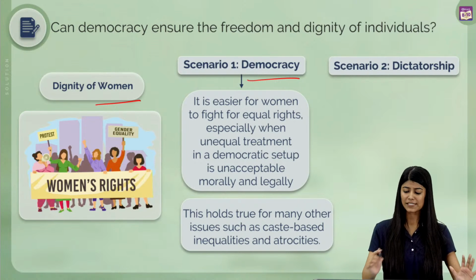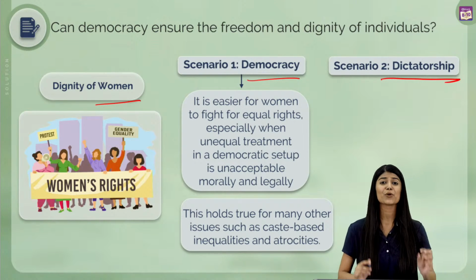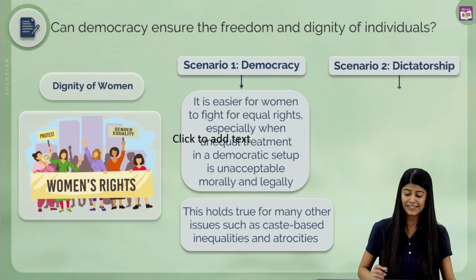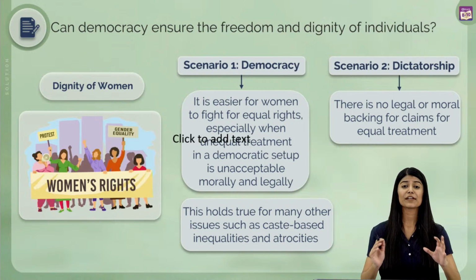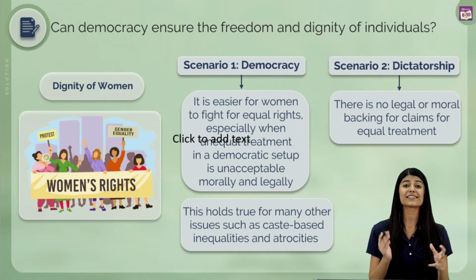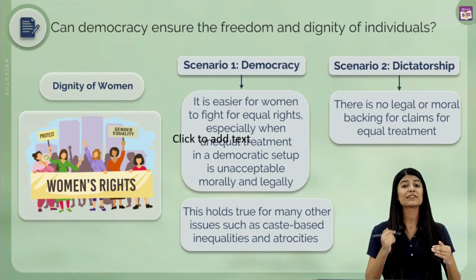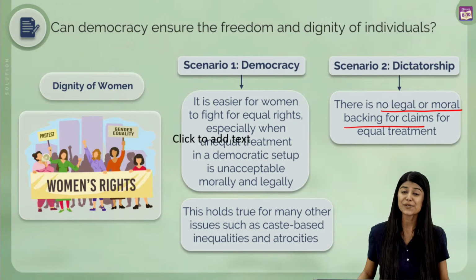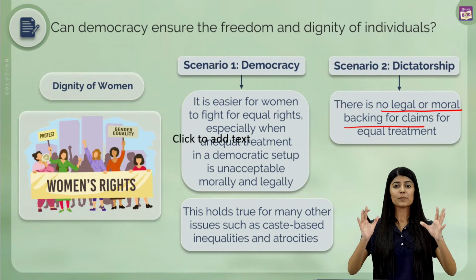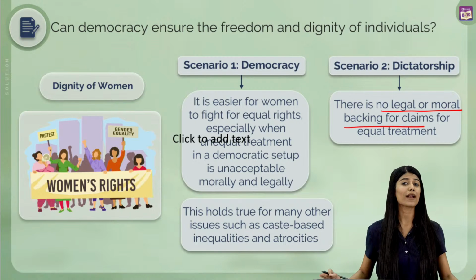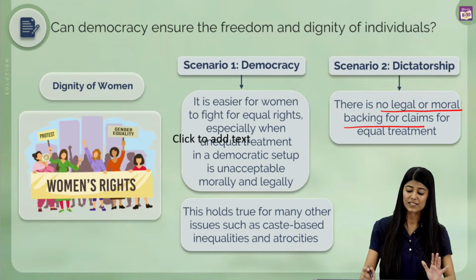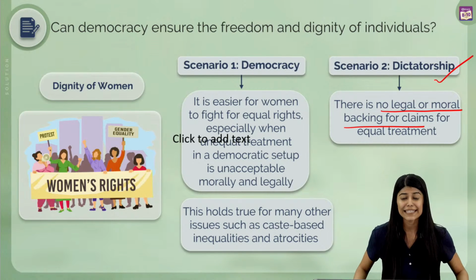It also is extended to different social groups like transgenders, Dalits, and tribals. So that was about the democracy part, but what about the second scenario, that is of dictatorship? What happens in a dictatorship? Here, if the law does not exist already, then it becomes difficult for women to claim their right, because there is no legal or moral backing for the claims for equal treatment. In a dictatorship, you are supposed to obey the law no matter what. You cannot express your views to criticize it.